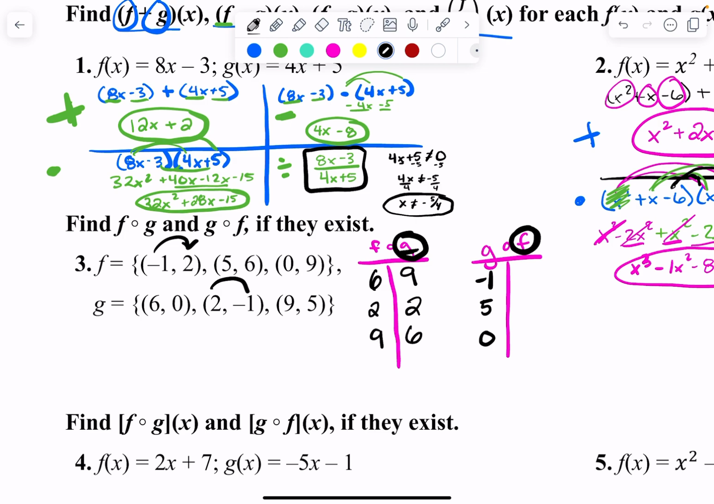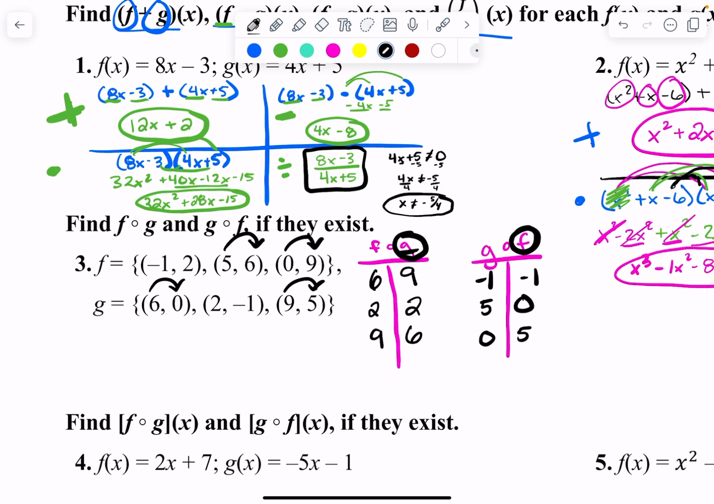Negative 1 becomes 2, and 2 becomes negative 1. So negative 1 becomes negative 1 again. Okay. Next, 5 becomes 6, and 6 becomes 0. So 5 becomes 0. Last one is 0 becomes 9, and 9 becomes 5, so 0 becomes 5.